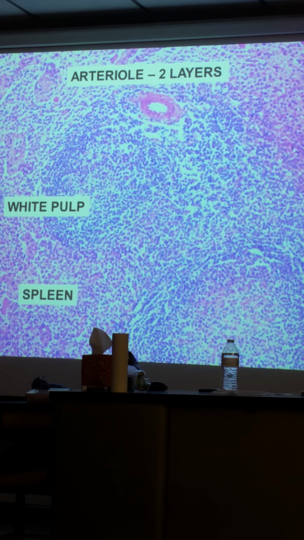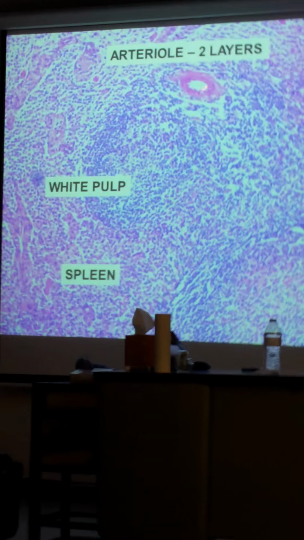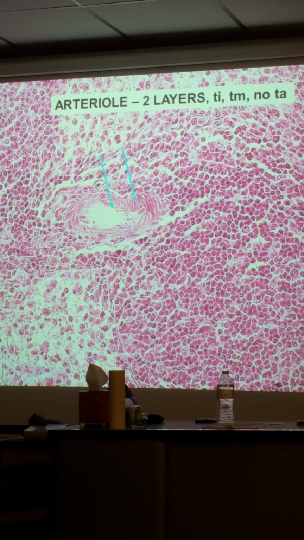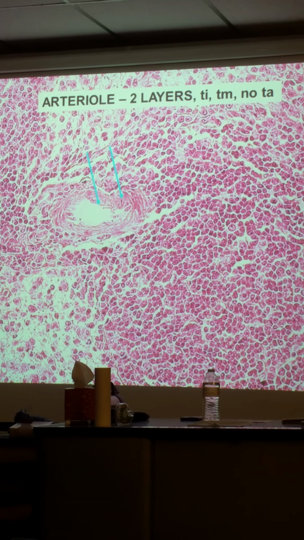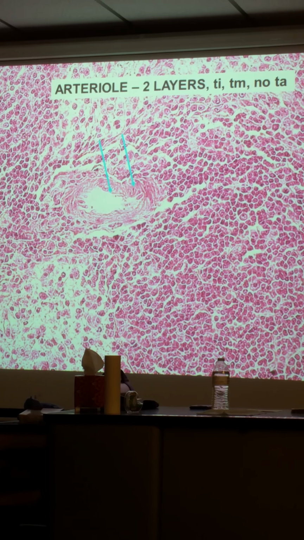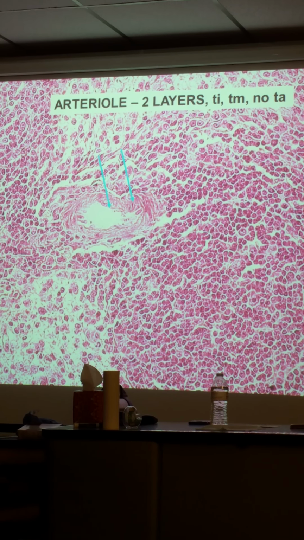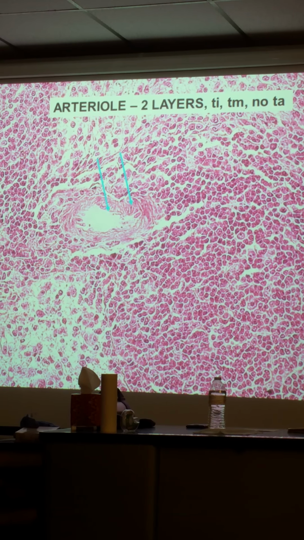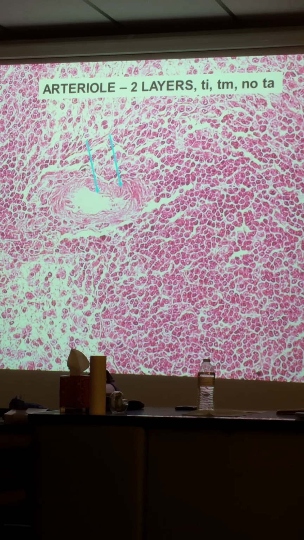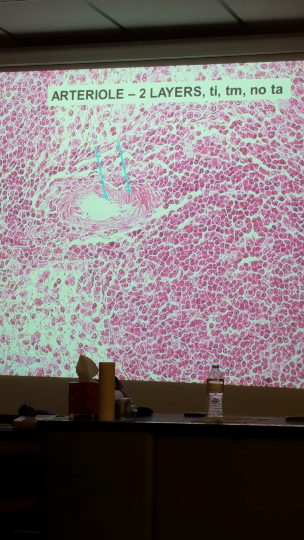But for this one, the arteriole, let's remember that if we do a close-up of it, you're down to two layers: TI, TM, no TA. The strict definition of an arteriole is that in the TM you can only have a couple of layers of smooth muscle cells. If you have more than that, technically it's not an arteriole. That's why I have the two arrows there. That's a close-up picture of an arteriole.